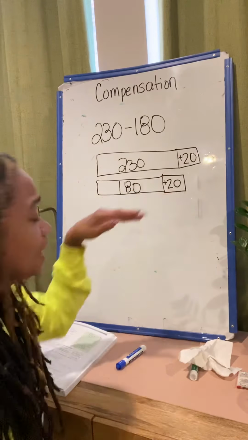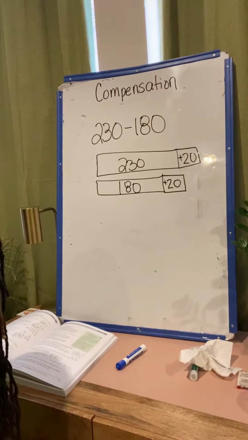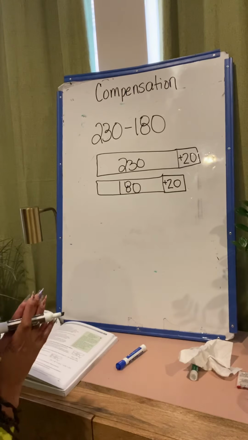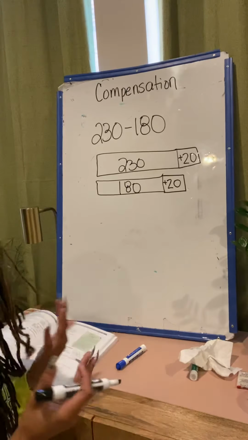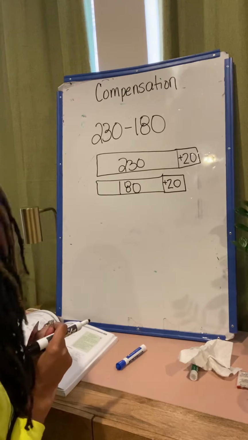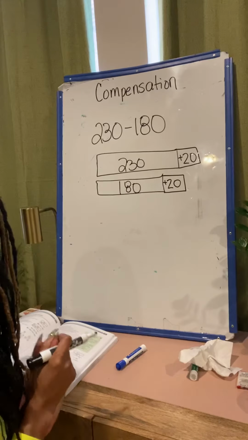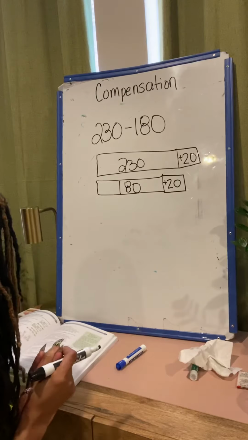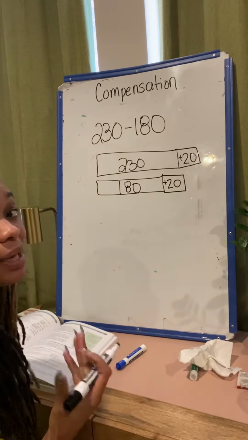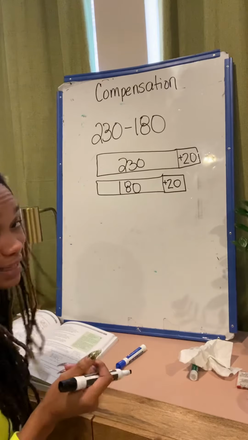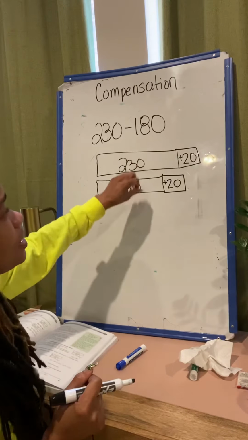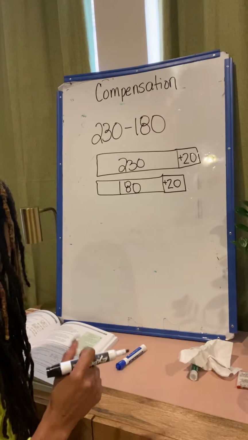And what we just did is called compensation. Compensation is when we add the same amount to both numbers to make an equivalent but easier problem. Again, compensation means to add the same amount to both numbers to make an equivalent but easier problem. Got it? All right.